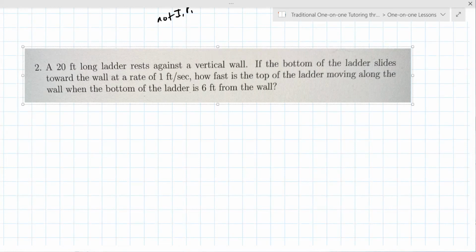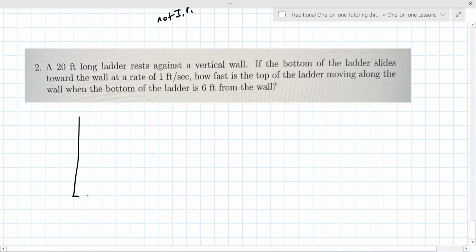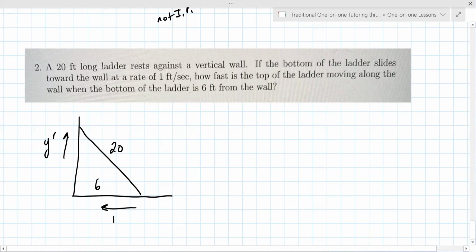Two people start from the same point. All right. Yep. Okay, a 20-foot long ladder rests against a wall. So that's 20. The bottom of the ladder slides toward the wall. Okay, so that's going that way. That's weird. Okay, but that's right. How fast is the top of the ladder moving up? We're trying to find y prime, when the bottom of the ladder is 6 feet from the wall.